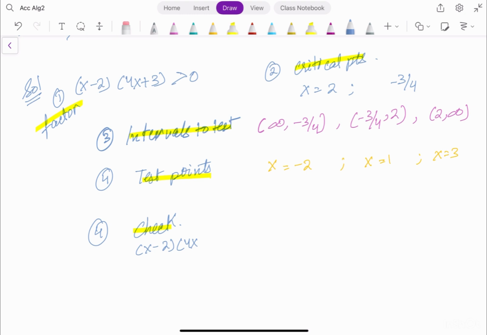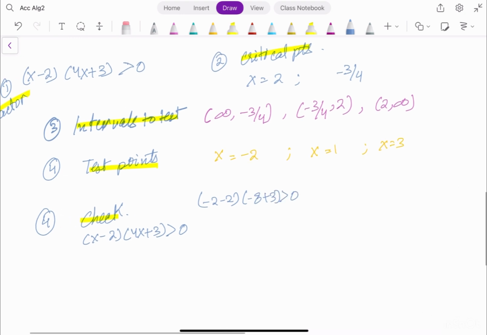With (x minus 2)(4x plus 3) greater than 0. Again, we are just checking positive and negative. So with -2, we will get a negative and a negative. So negative and negative will be positive, and positive is greater than 0. It holds true. So this is valid.